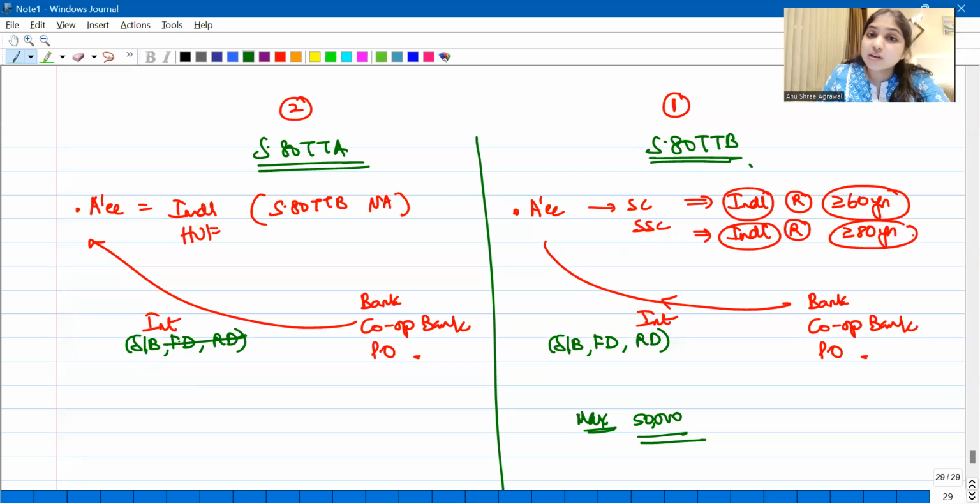I can talk only about savings interest. Here, what is the maximum deduction I will get? Here, a maximum of 10,000 rupees deduction only, I will get.